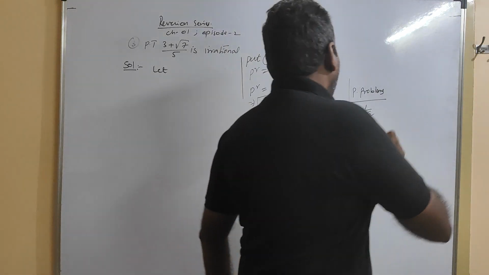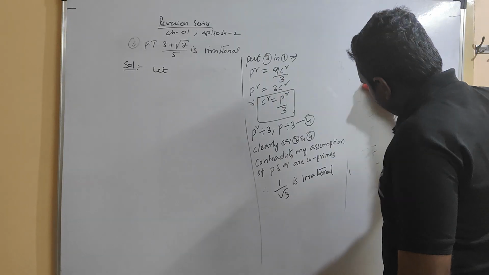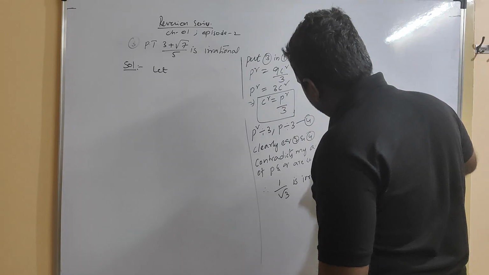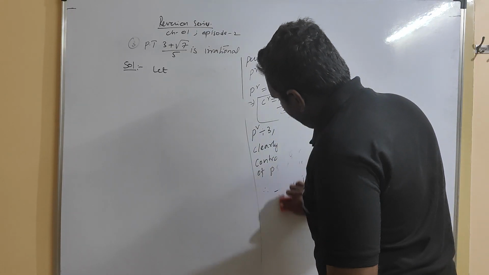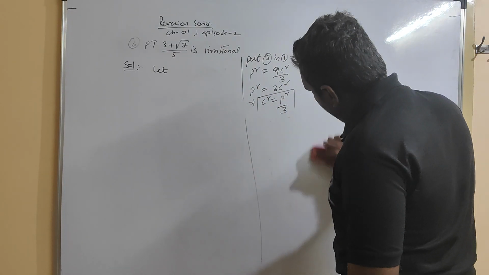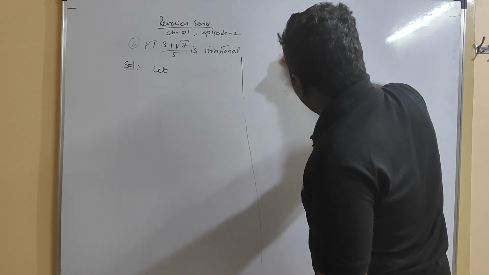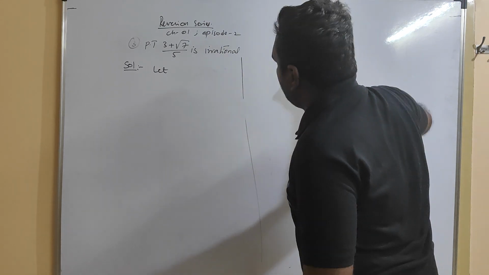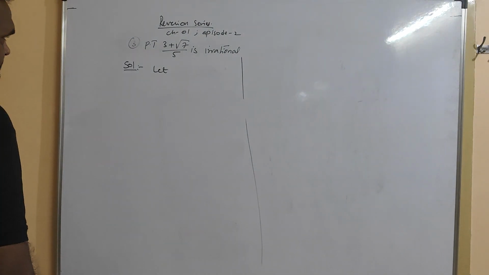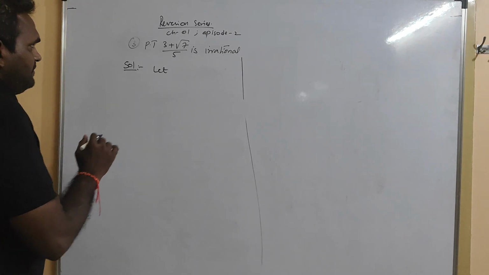See, what is the starting step? Whatever the question given, you have to assume it as rational, right? And after that you have to proceed. Any rational number will be of the form p by q. Those steps you have to follow. Tell me what we have to do.